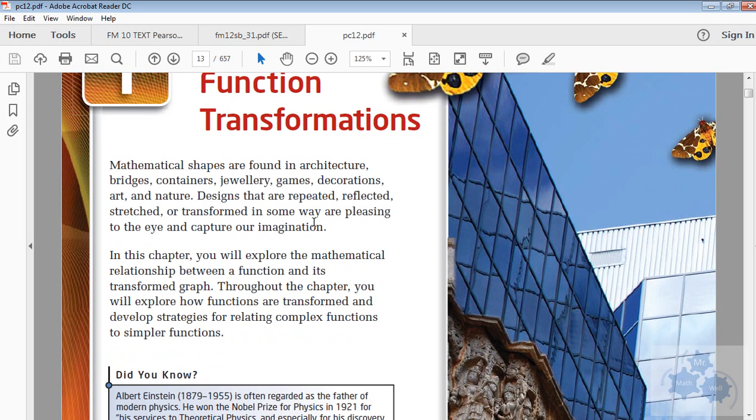So this little intro here, it says this: mathematical shapes are found in architecture, bridges, containers, jewelry, games, decorations, art, nature. Designs that are repeated, they are reflected, they are stretched, they are transformed in some way, and are pleasing to the eye and capture our imagination. So that's what we're going to talk about.